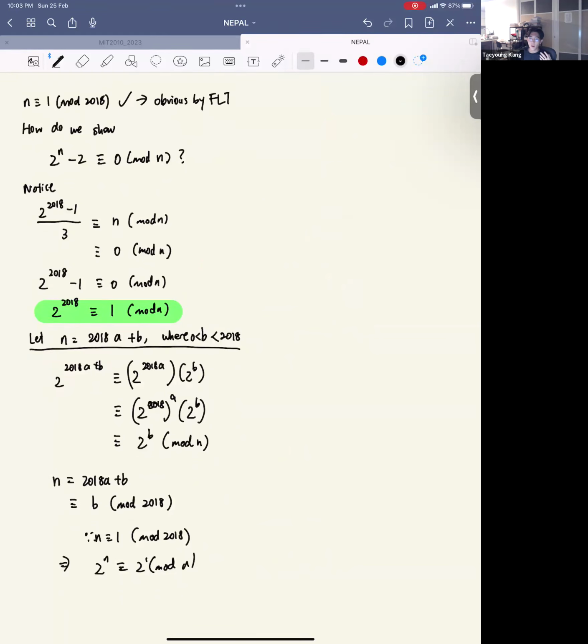I think it was harder to see initially, but now if you think about it through this logic, once you have 2 to the power of 2018 is congruent to 1 mod n, what you're basically doing is just removing multiples until you reduce it to n mod 2018, which is just 1. Yeah, so this is not the easiest application of Fermat's theorem, but the hard part in this question comes down to how you're able to use the information that n is congruent to 1 mod 2018, because that's not a very direct application of it.